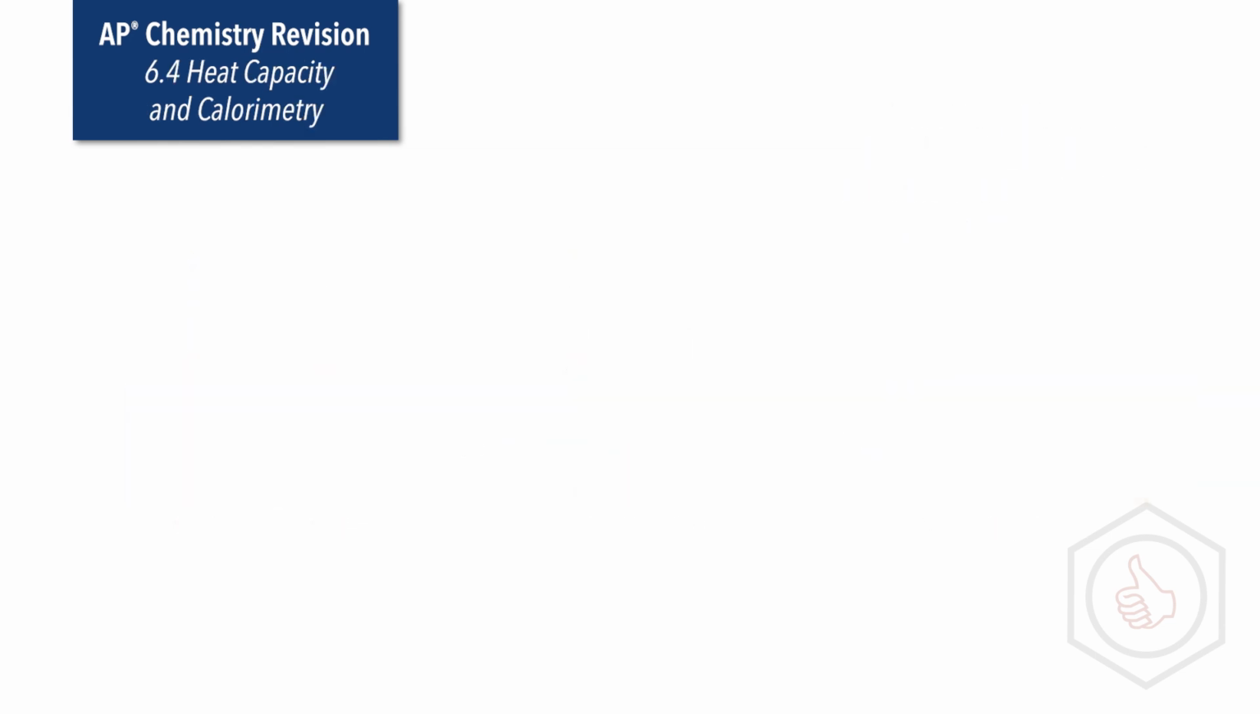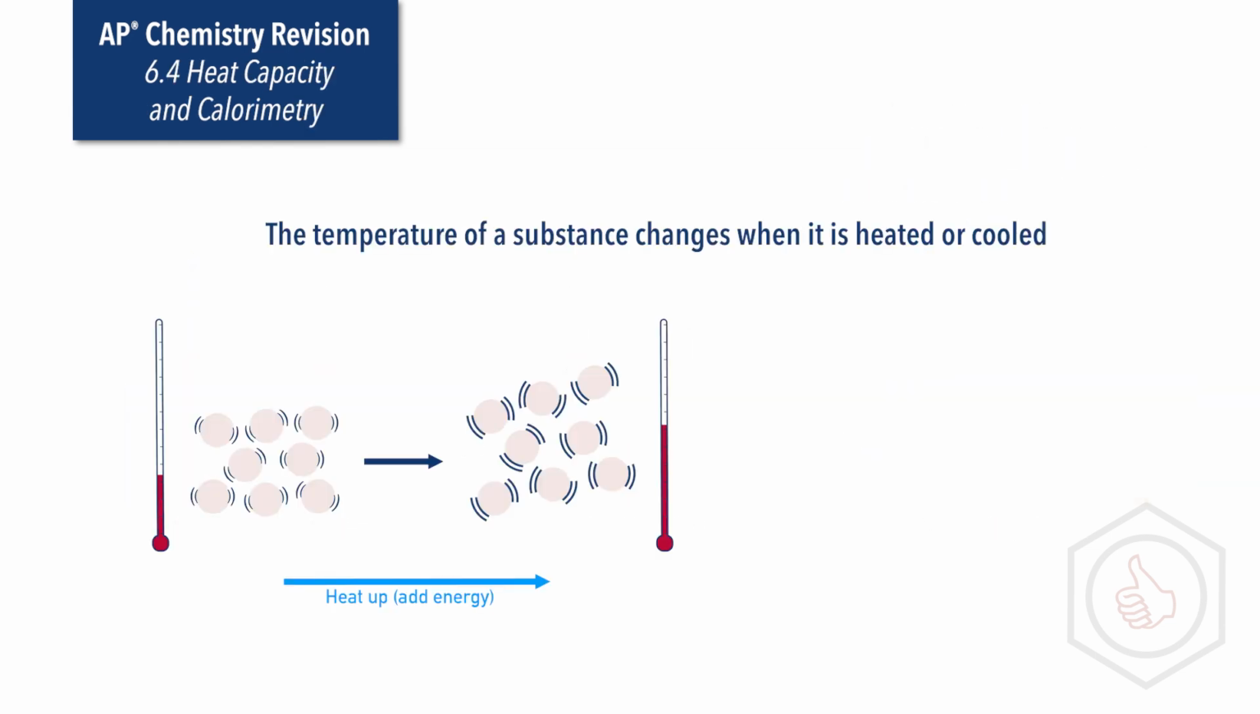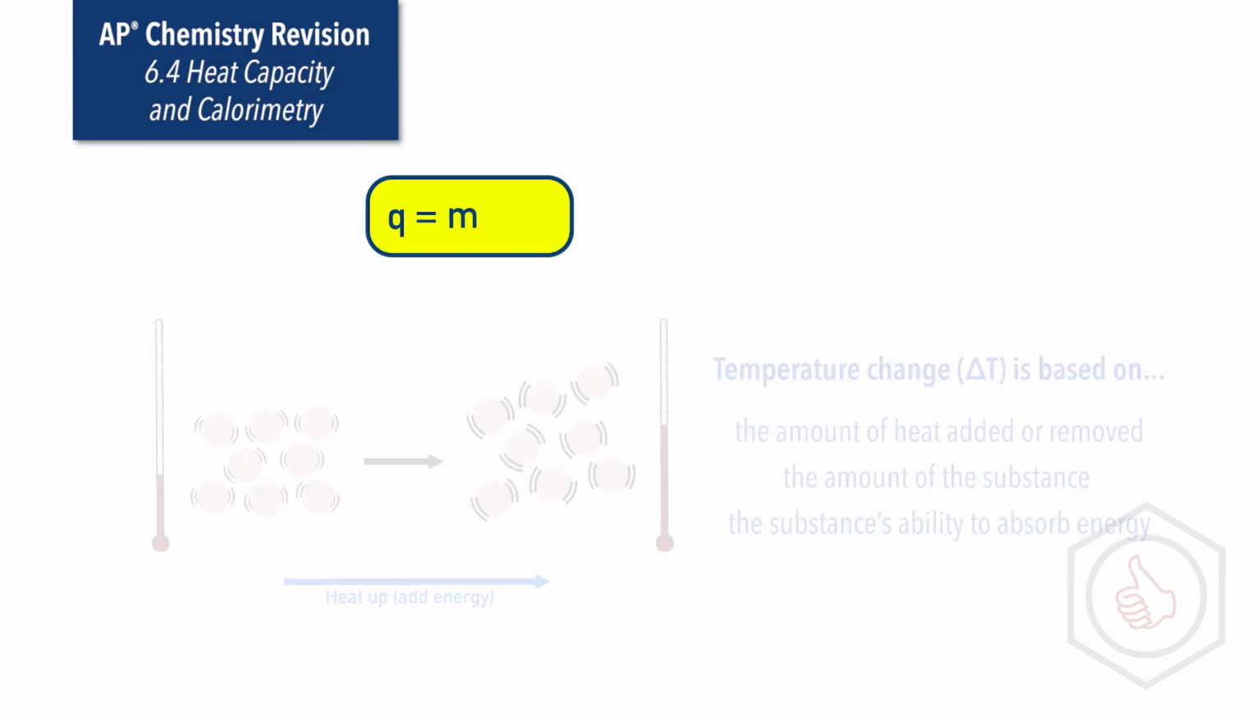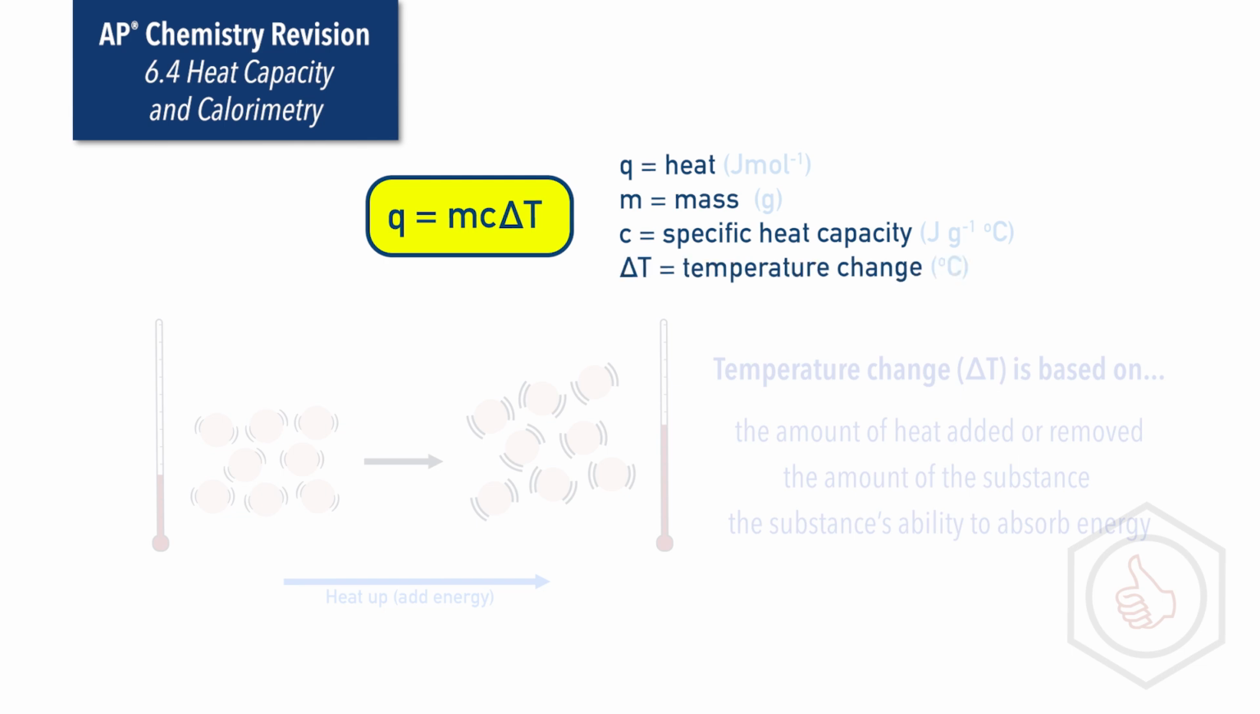When a substance is heated or cooled, its temperature changes. This temperature change is proportional to the heat added or removed, the amount of substance, change in temperature, and the substance's ability to absorb energy. This is summarized in the equation for heat transfer, Q equals mcΔT, where Q is the heat absorbed or released, m is the mass of the substance in grams, c is the specific heat capacity of the substance, and ΔT is the temperature change of the substance, so final temperature minus initial temperature.